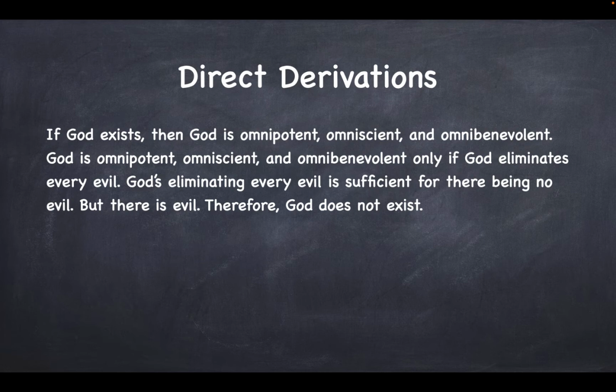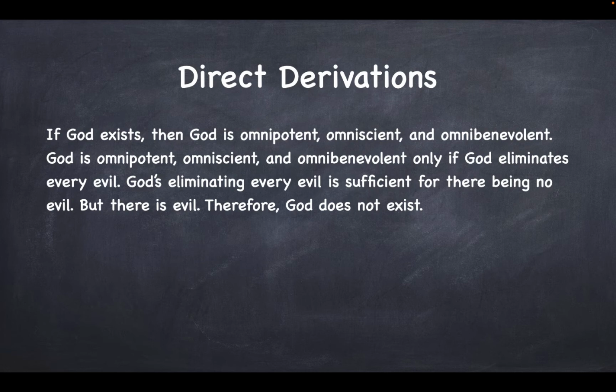Third sentence, God's eliminating every evil is sufficient for there being no evil. That's like if an omnipotent being really does eliminate all the suffering, then there isn't any, because they did it successfully. An omnipotent being doesn't try and then trip over their shoelaces and say, whoops, I tried to get rid of the evil, but I screwed it up. Nope, that's not the way a being like this works. We look around, though, there is suffering, there is evil. Therefore, God does not exist.